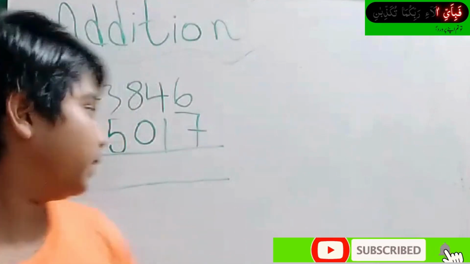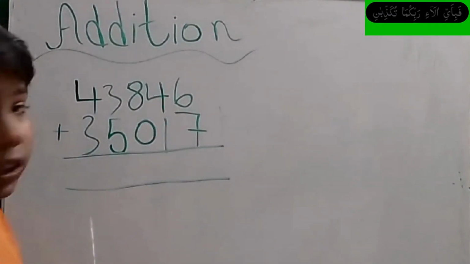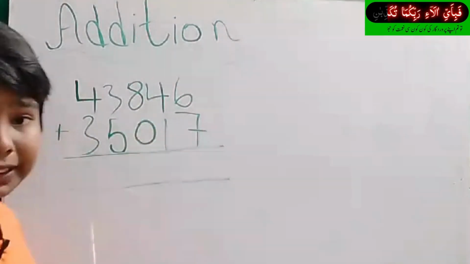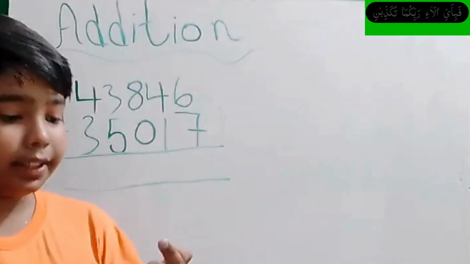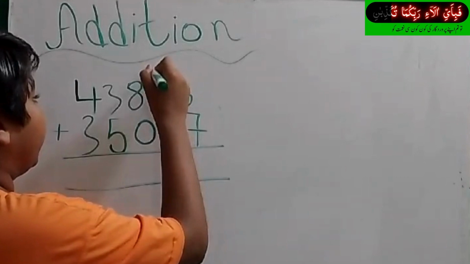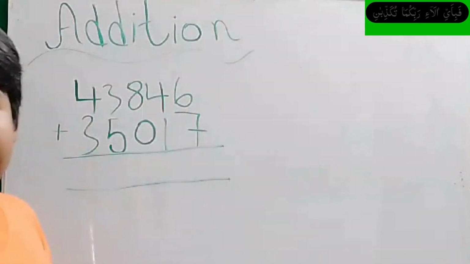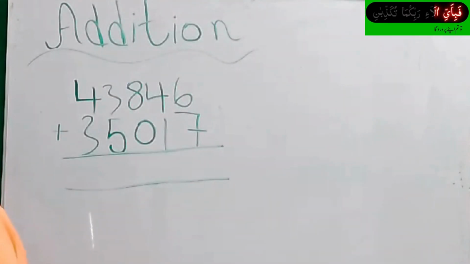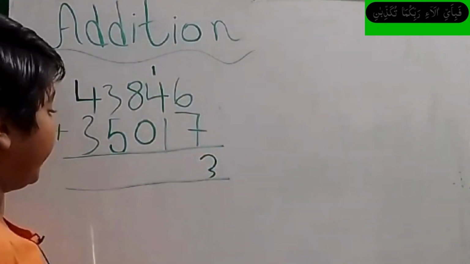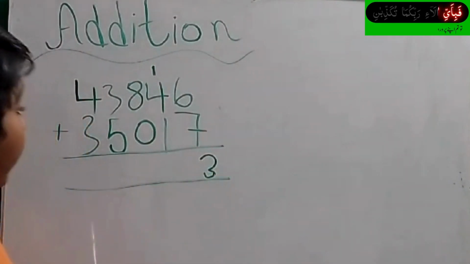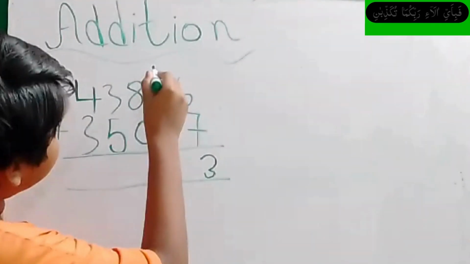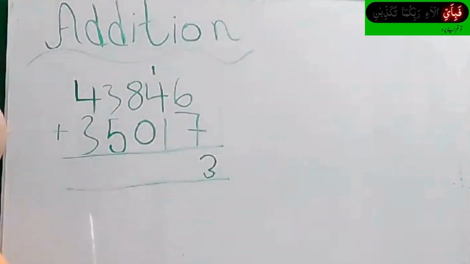So let's start it. Okay, so I have this question. Then 7 plus 6 is 8, 9, 10, 11, 12, 13. So 13. 1 will be carried on to 4. Then 4 plus 1 is 5, and we will plus this 1, so it will become 6.